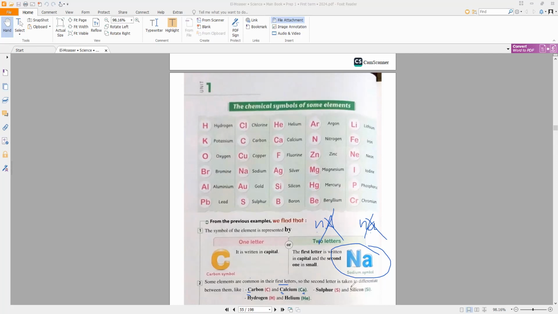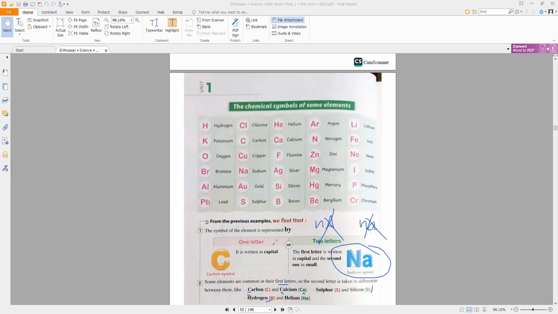Another example, sulfur and silicon. Sulfur, the first letter is S. Silicon, the first letter is S. So we can differentiate between them by the second letter, which is small. Hydrogen and helium. The first letter is H for both. So we can differentiate between them. We use 1 letter, H, with hydrogen, and we use 2 letters with helium. The first letter is H, and the second letter is e.